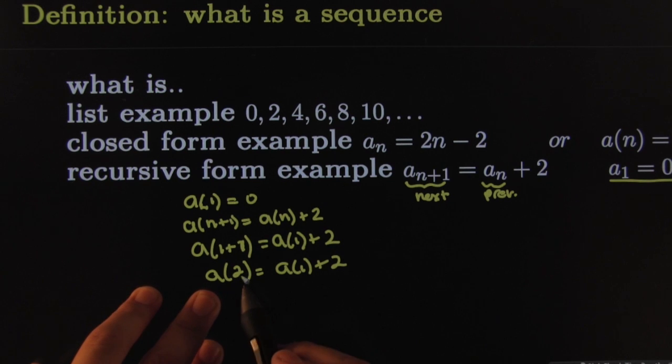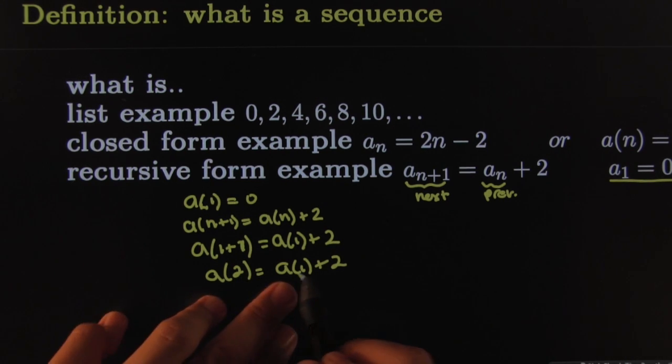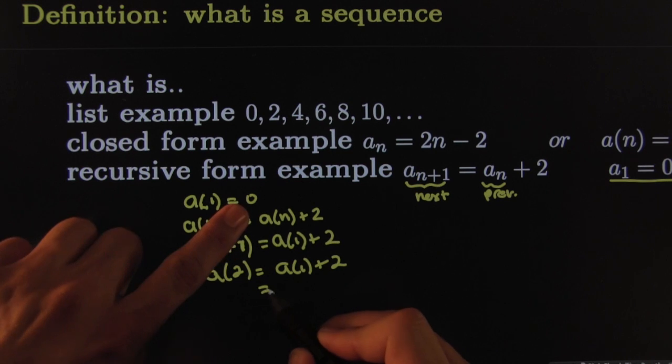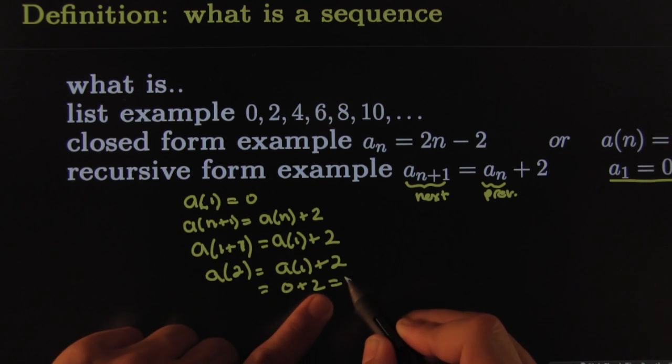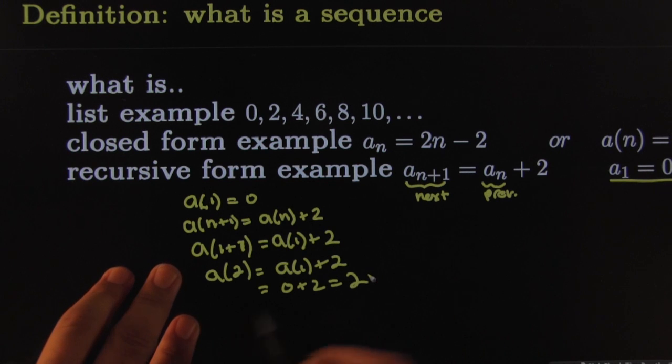This tells you that the second term is equal to the first term plus 2. And we agree that the first term was 0, so this is 0 plus 2. So therefore the second term is equal to 2.